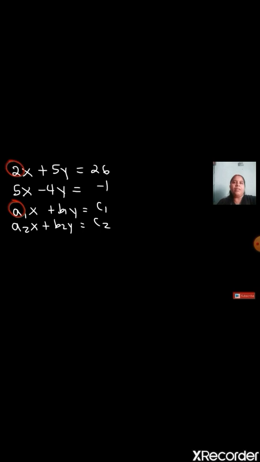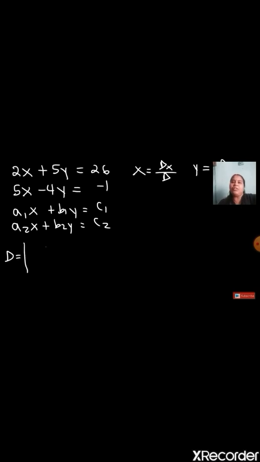Comparing, we get a1 is equal to 2, a2 is equal to 5, b1 is equal to 5 and b2 is equal to minus 4. You need to take the number along with the sign. c1 is equal to 26 and c2 is equal to minus 1. Now, in order to solve, the formula is x is equal to dx upon d, while y is equal to dy upon d. So, we will first get the value of the determinant.